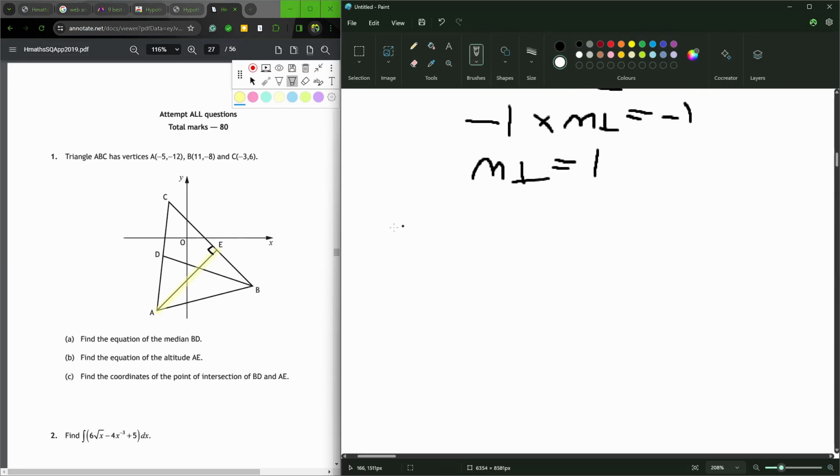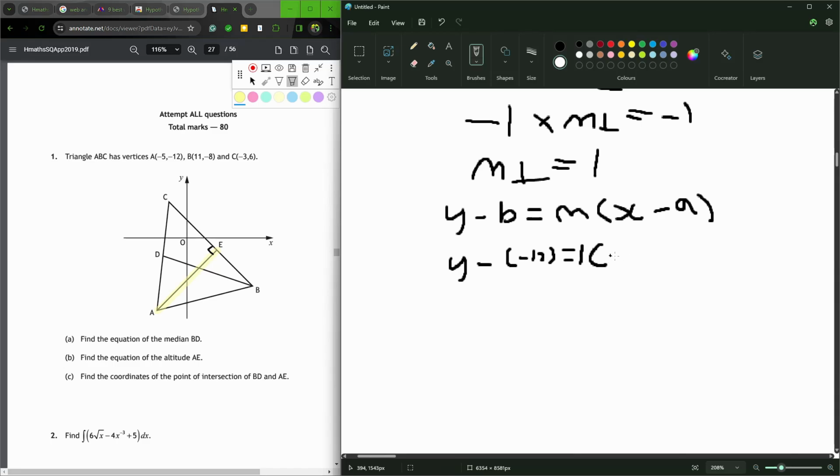So we figured out the gradient, and then we can start doing the numbers. So y minus b equals m brackets x minus a. Fantastic. So the only point we know is A. So that'll be y minus 12 equals. I'm not even going to put 1 in there because it does nothing to the equation. But yeah, fine, I'll put it in just for old time's sake. And then x minus 5.